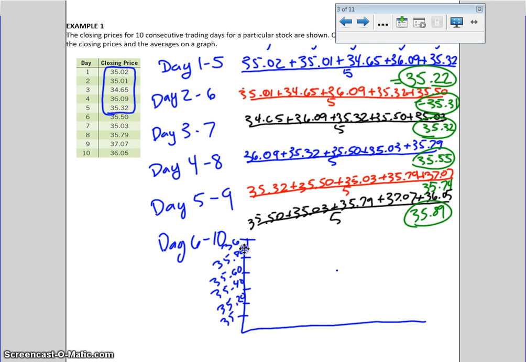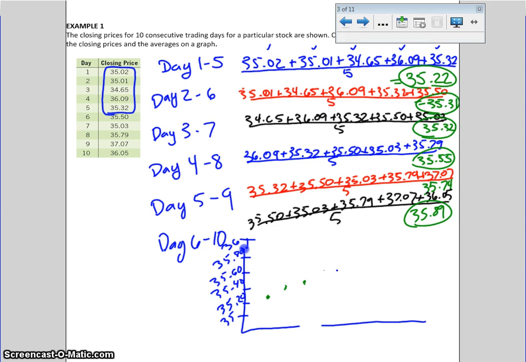Well, the first one was 35.22, so I'm looking at about here. 35.31 comes up just a little bit, that's probably a little too high, about right here. 35.32, it's almost exactly the same. So almost not even noticeable on the graph.